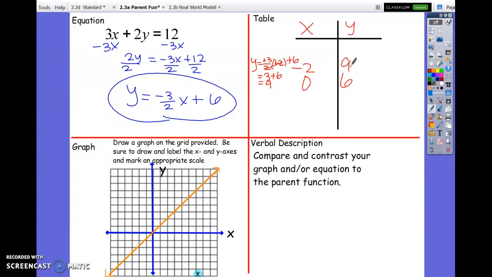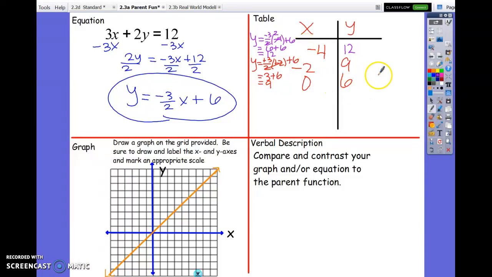All right, then we could do that again. Let's say x is -4. To find what y is, we're just going to plug that in and solve. So I'm going to get a different color here. Y equals -3/2 times -4 plus 6. Again, negatives cancel each other out. 2 and 4 simplify to 2. We end up with 6 plus 6. So when x is -4, y is 12.